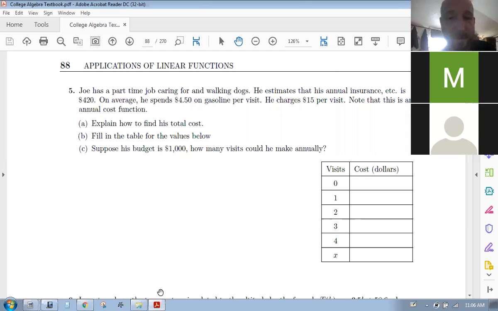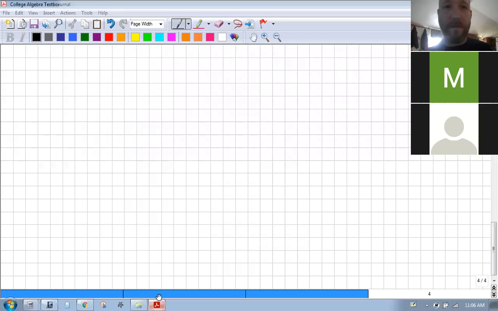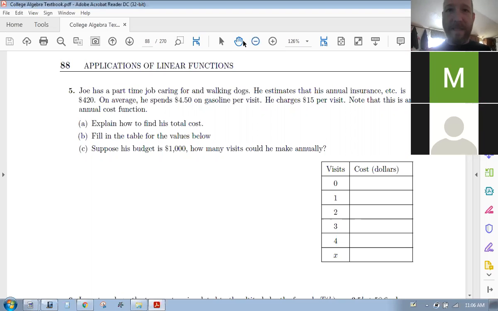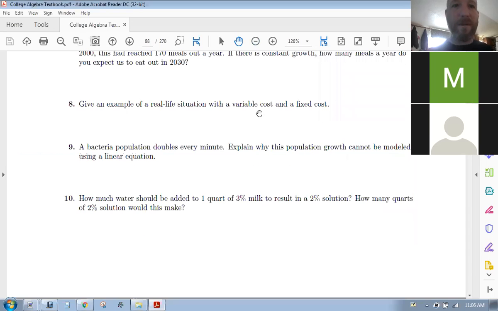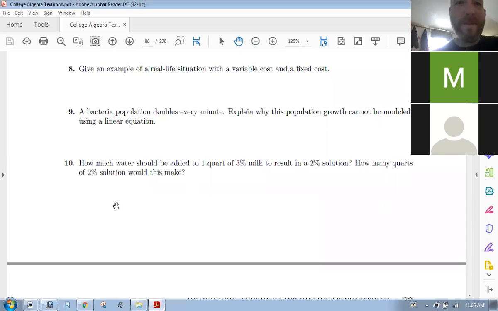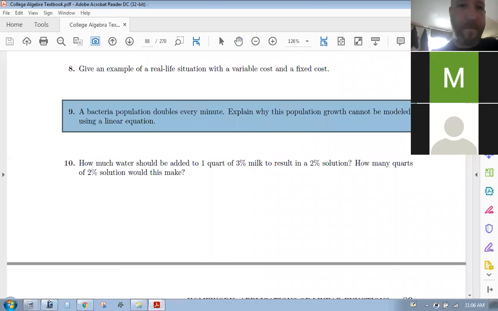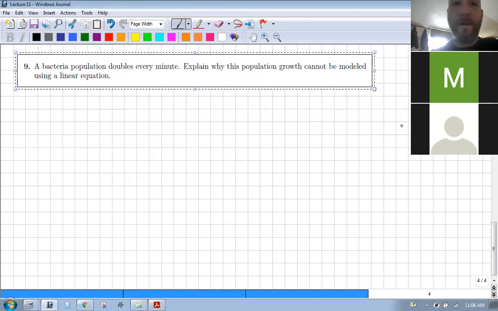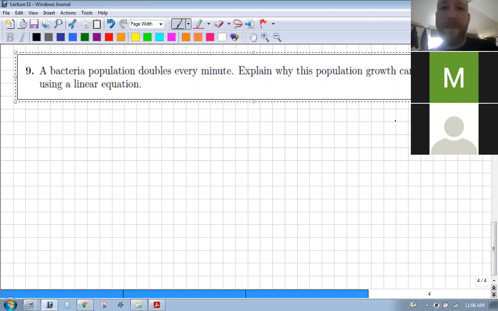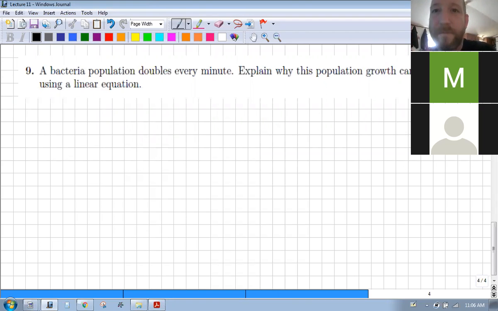All right, let's move on. On page 88, we did 7 last time. I'm not going to do 8. That's boring. Let's do number 9. A bacteria population doubles every minute. Explain why this population growth cannot be modeled using a linear equation.